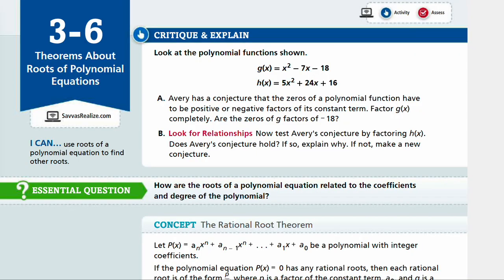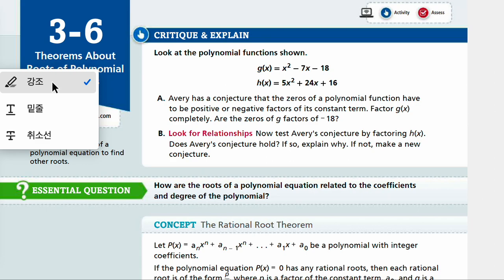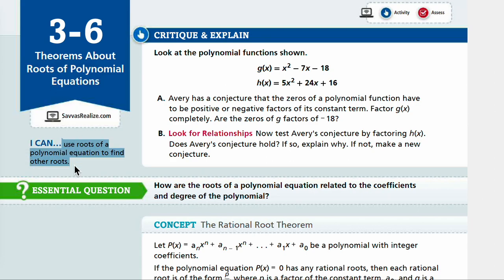Hi, welcome to Algebra 2, Lesson 3-6, Theorems about roots of polynomial equations. In this lesson, we'll be able to use roots of a polynomial equation to find other roots. So let's start with critique and explain.